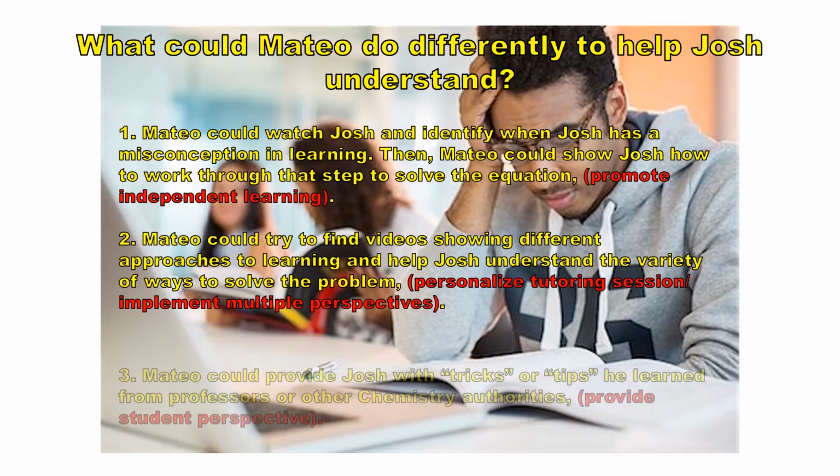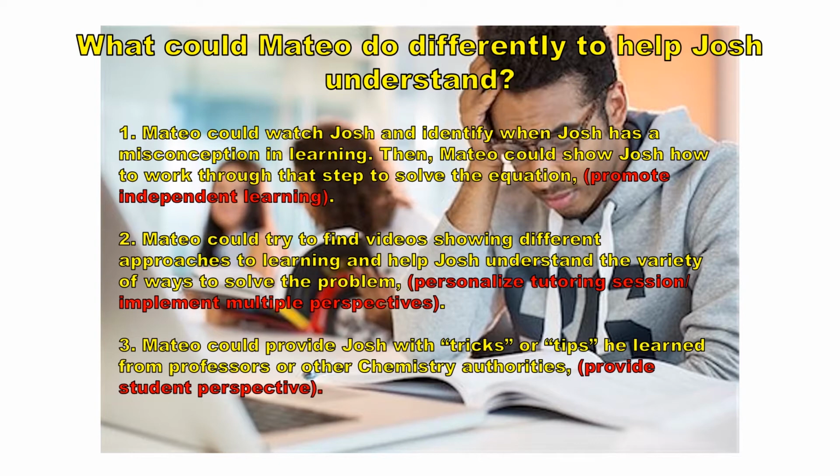Mateo could also try to provide Josh with mnemonic devices or other learning strategies that might help him comprehend the different steps of the formula. Or Mateo could provide him with tricks or tips he learned from professors or other chemistry authorities.